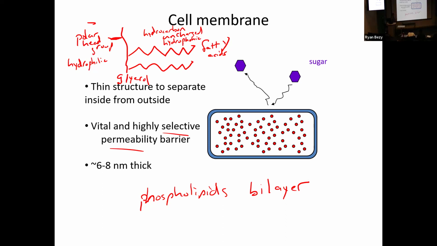Fatty acids are going to be hydrophobic, uncharged. So the phospholipid has an uncharged hydrophobic side, and then it has a charged polar head group side that's hydrophilic. Does that make sense, everybody?